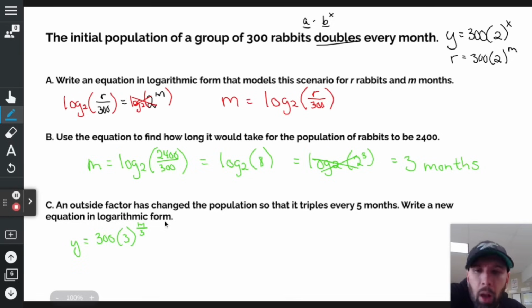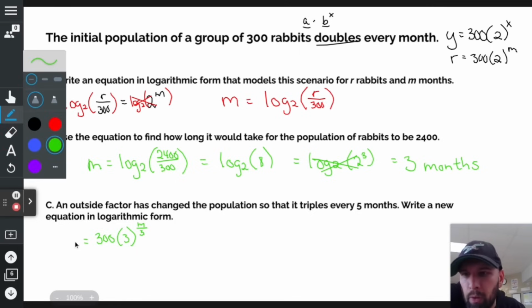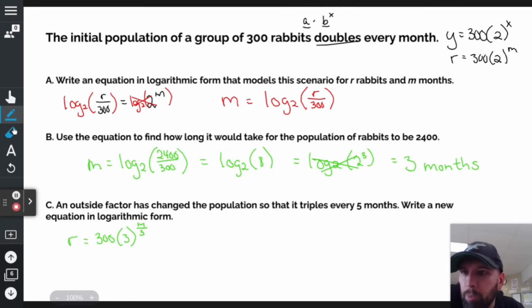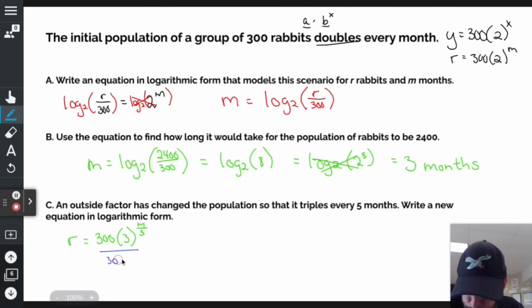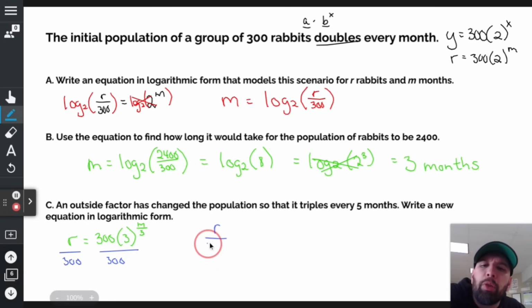Write a new equation in logarithmic form. So I'm going to do the same thing that I did over here. Instead of y, I'm going to use r, so that it looks better and we can see what the difference between these two equations is going to be. First thing I'm going to do is divide everything by 300. So I have r over 300 equals 3 to the m over 3.